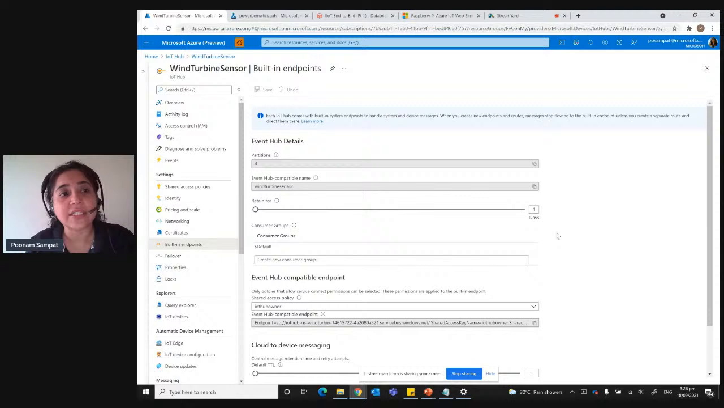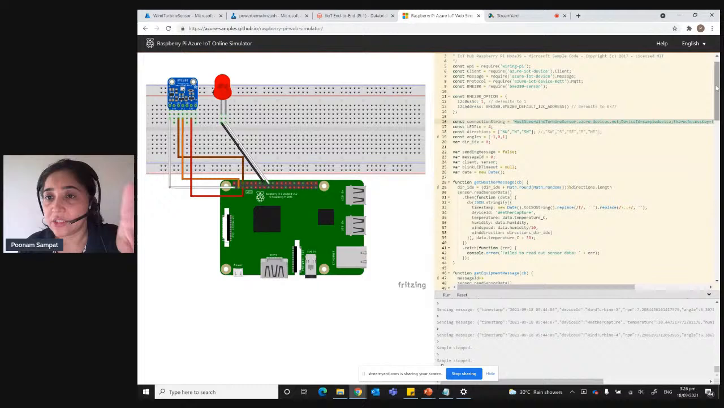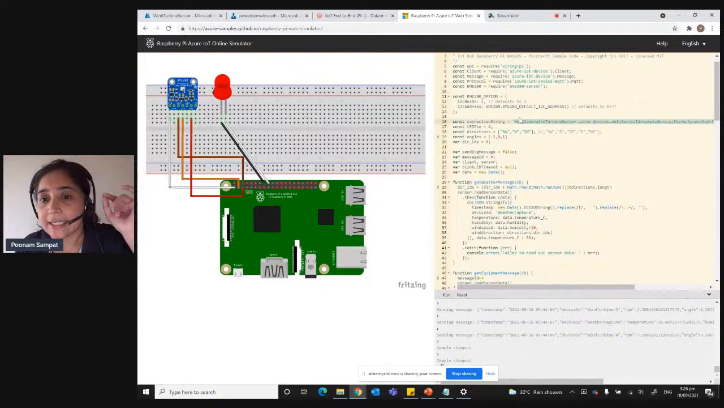So once I have this IoT hub created, now I need to pump data in, right? So what Microsoft also provides is a simulator. This is a web simulator. And what I've done is I've written some code here. Remember, I was trying to simulate two kinds of data. One was the weather data, and the other was the turbine data. So I've put in some code over here, which is trying to push that kind of data onto the IoT hub. And this is the connection string that I have copied over from the IoT hub instance.